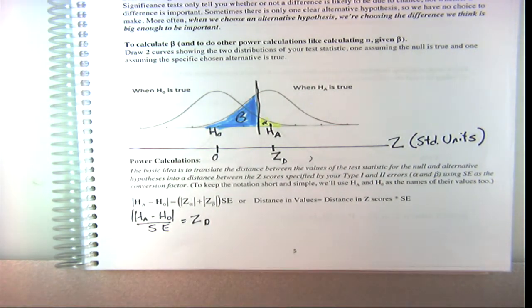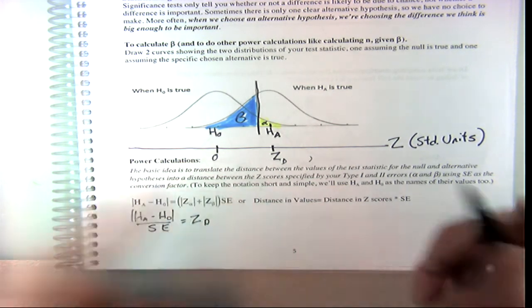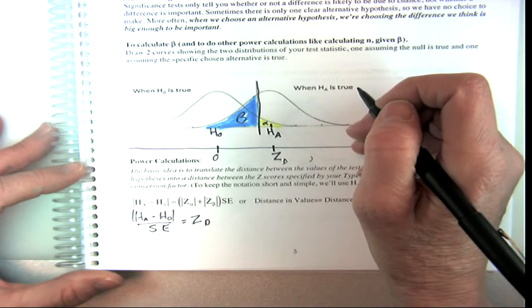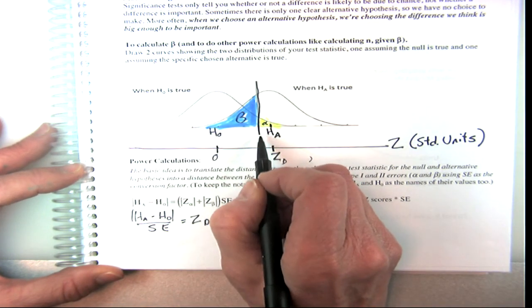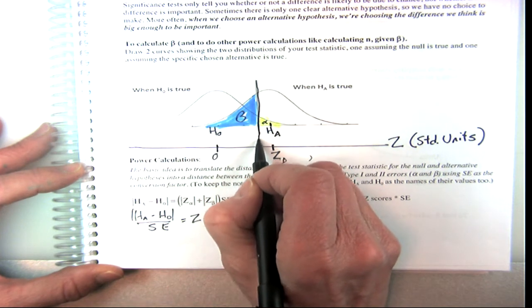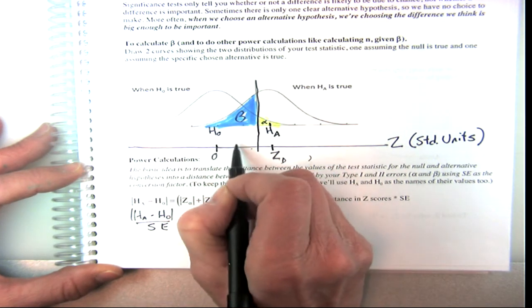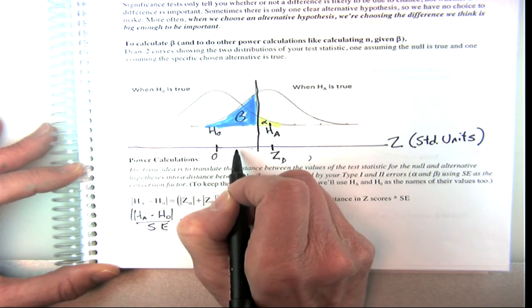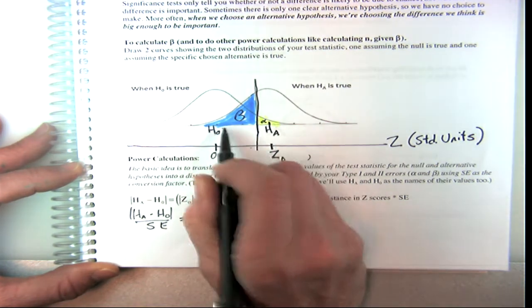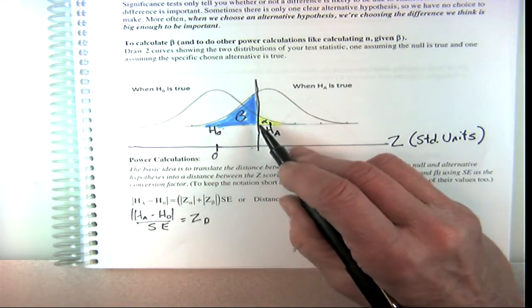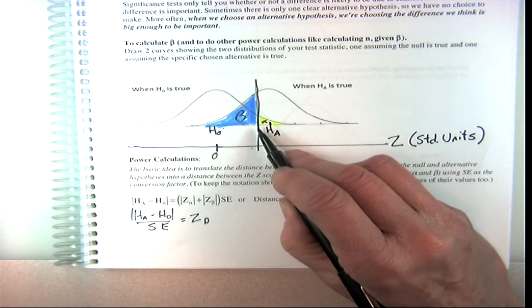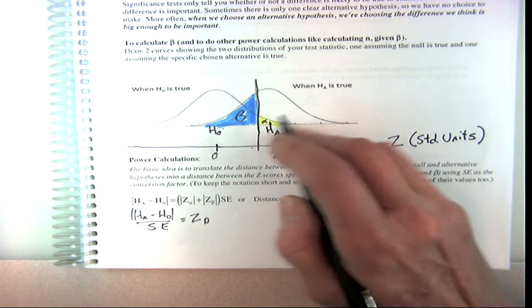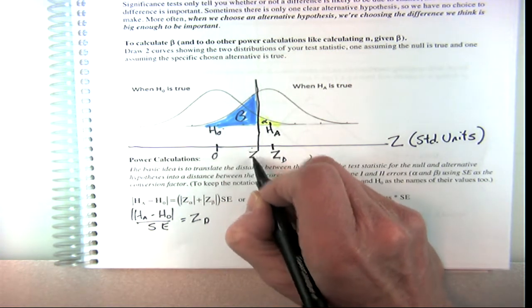So now what we're going to do is, we have right here this beta. We have this alpha and this beta. So when we set this alpha, let's say we did it as 5% here, then we can get a z-score corresponding to that. And we're going to call that z alpha.